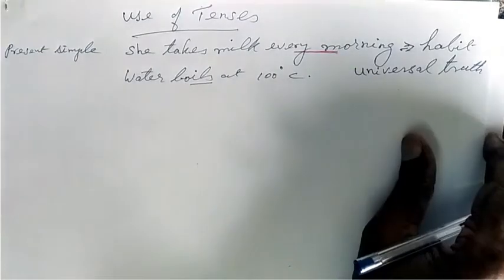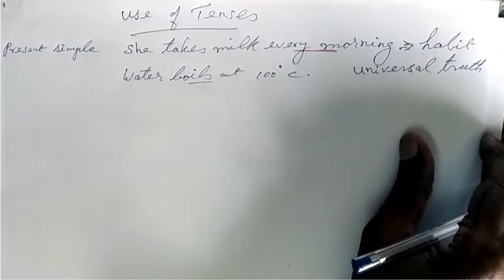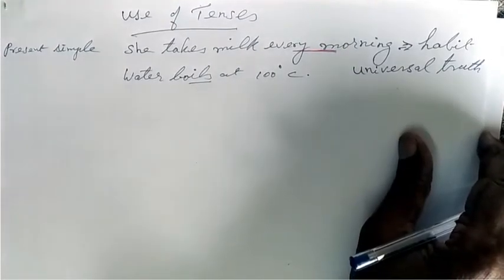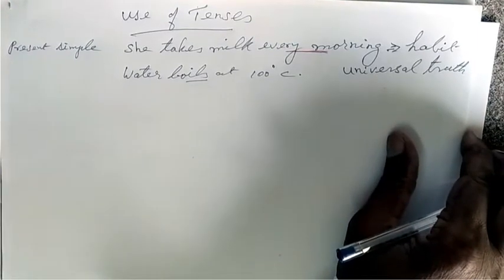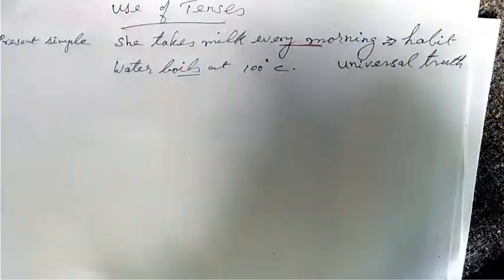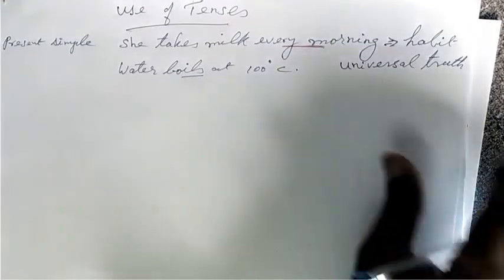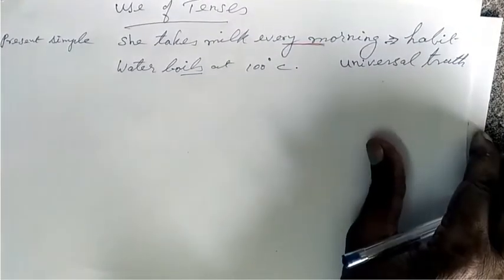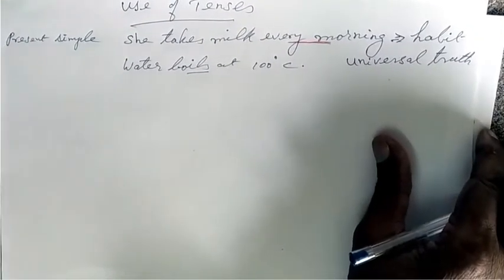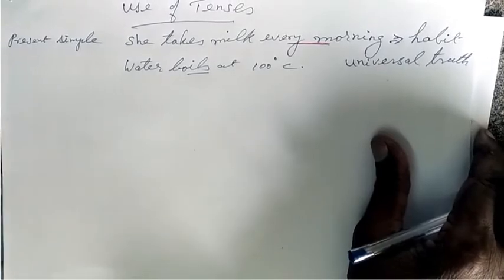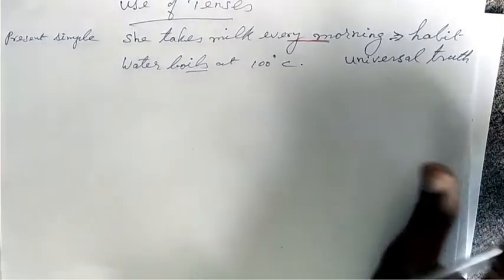There are many sentences. Say, for example, the sun rises in the east. This happens every year, every day, day after day. It is a universal truth. So we'll always use present simple tense. Let me give another shade of the same thing.